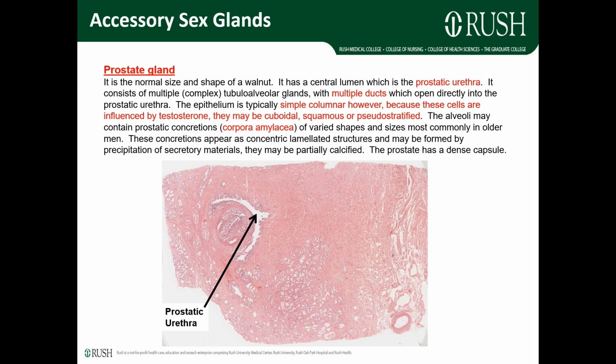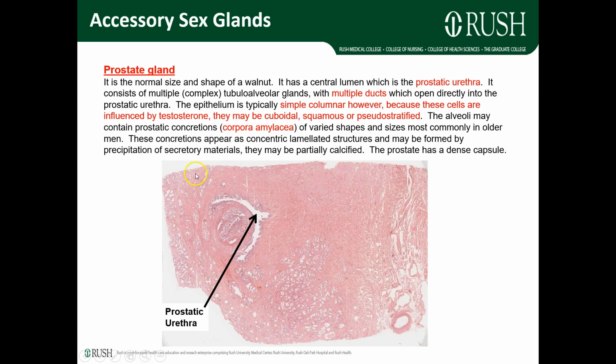The epithelium is typically simple columnar. However, these cells, based on their influence from testosterone, may be cuboidal or squamous or pseudostratified. So there's a variety of morphologies in this area.